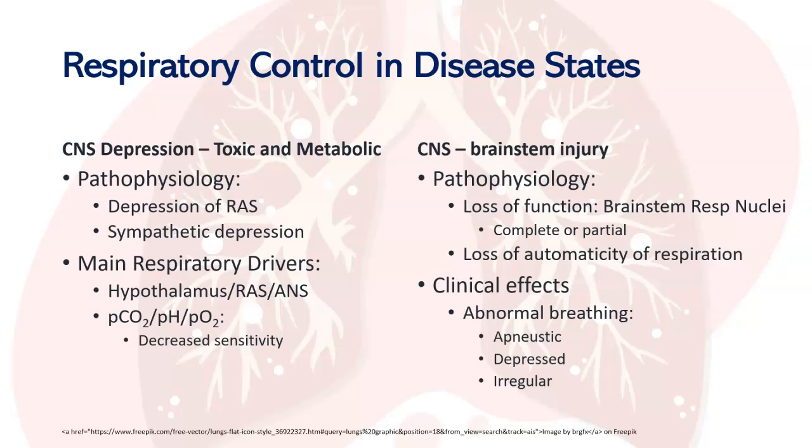Brainstem injury can lead to direct loss of function of the brainstem respiratory nuclei, and this could be complete or partial. This tends to affect the automaticity of respiration, and the pattern of breathing seen depends on which nuclei are affected. Some of the abnormal breathing patterns seen with brainstem injuries, such as brainstem strokes, include apneustic breathing, sometimes seen with pontine lesions, generally depressed respiration, or irregular respiration.